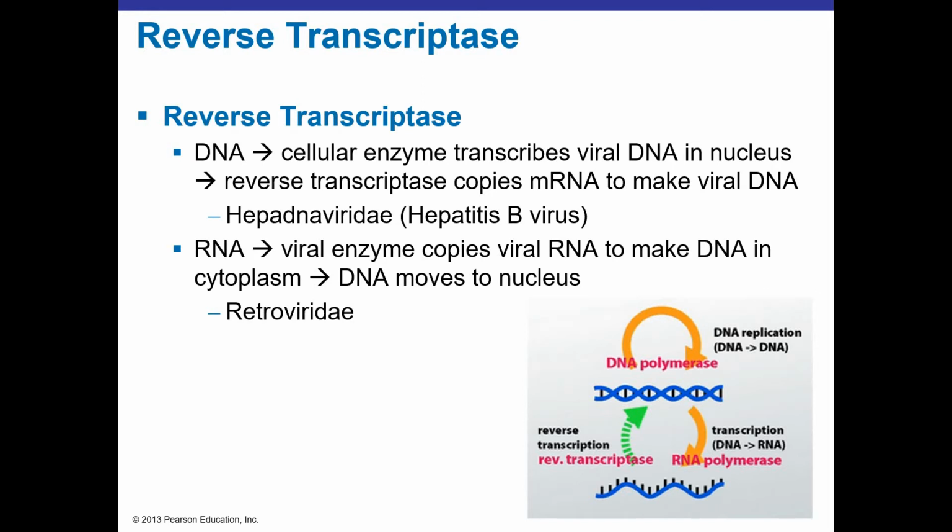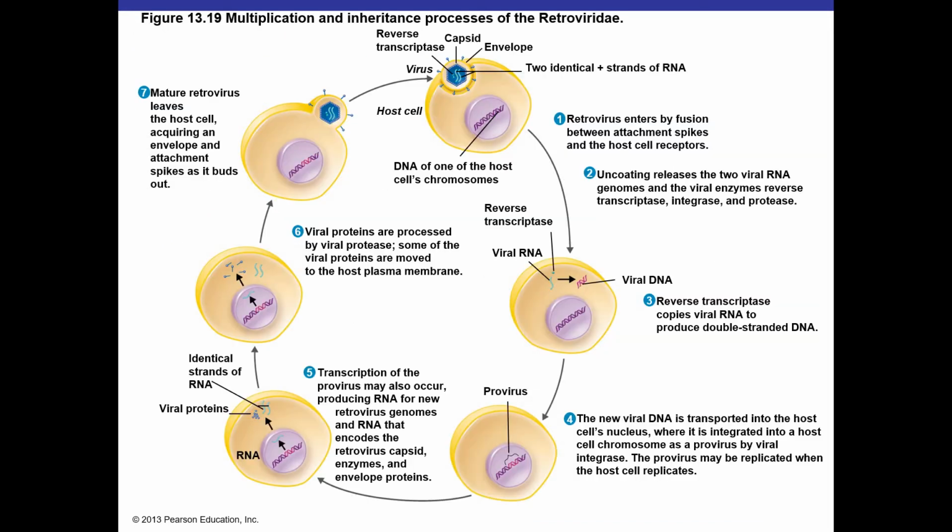That DNA then moves into the nucleus. But we have other things like the Hepadnaviridae. Hepatitis B is an example that you're familiar with. So this one is using cellular enzymes to transcribe the viral DNA in the nucleus, and then uses its reverse transcriptase to make copies of the messenger RNA, using that to then make viral DNA, and the process is then going to continue in the life cycle.